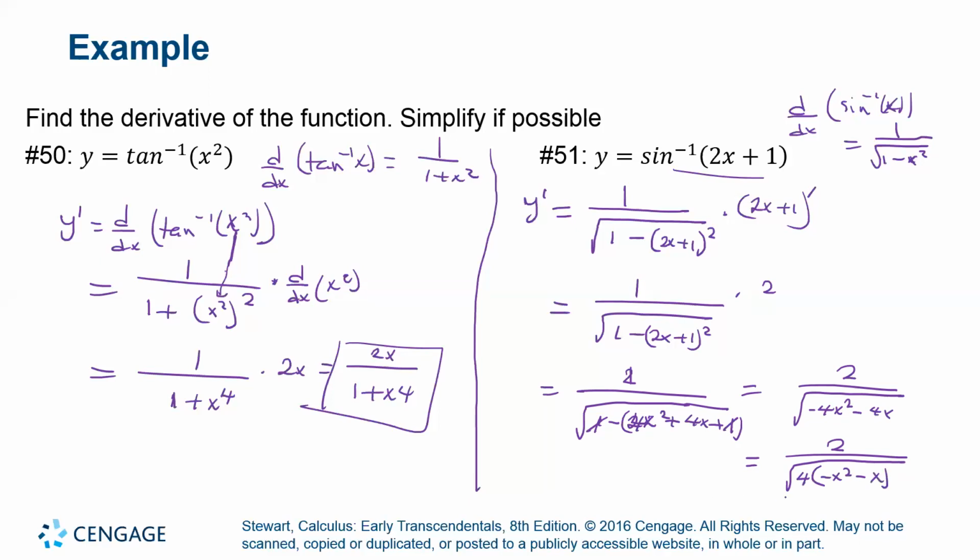Now, if you bring the 4 out, the square root of 4 is 2. That is my y prime, which is going to be 2 over, from here, the square root will be 2 times the square root of 4 minus x squared minus x. And those two will cancel out. So the final answer will be 1 over the square root of, minus x squared minus x, as my final answer. Okay? All right.